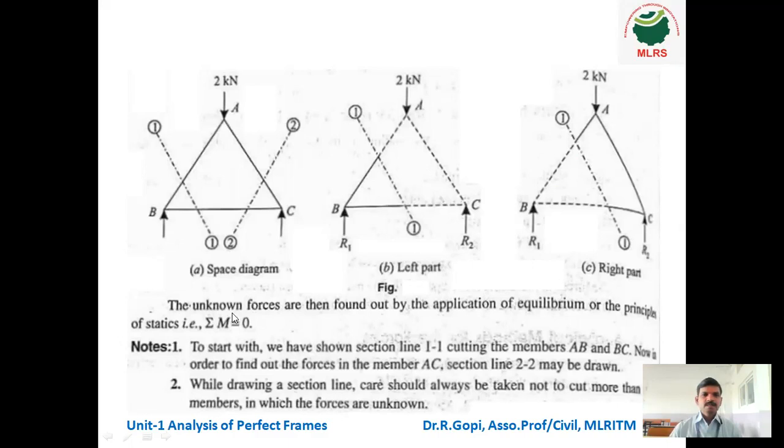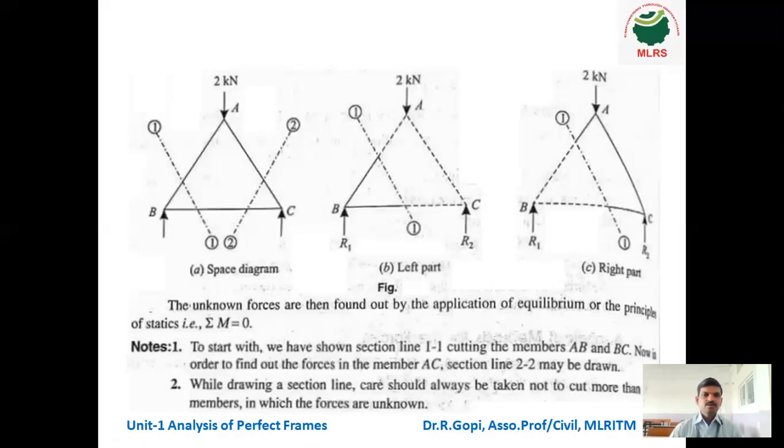The unknown forces are then found out by applying equilibrium, or the principles of statics. There are three equilibrium equations we already discussed: summation of V equal to 0, summation of H equal to 0, and summation of M equal to 0. In the method of joints, we used summation of V and summation of H equal to 0. In this method, we use summation of M equal to 0.